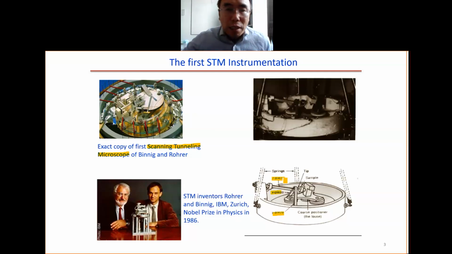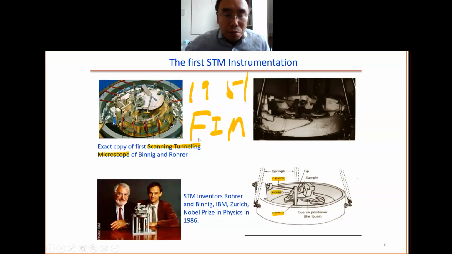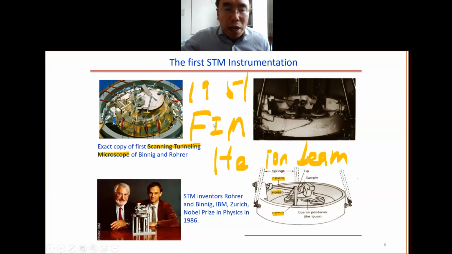We know that this is not the first time that human beings saw the atomic structure. In 1951, people used the field ion microscope. If you remember, when we talked about the helium ion beam, we talked about the field ion microscope. This one can also see the atomic structure, and this was done in 1951. But this one can only see the atoms on the surface. You just see the arrangement of the atoms on the surface. You do not know the distance between the two atoms.